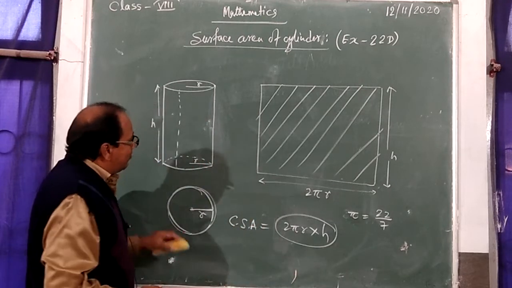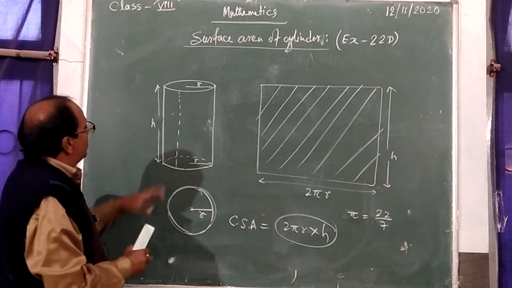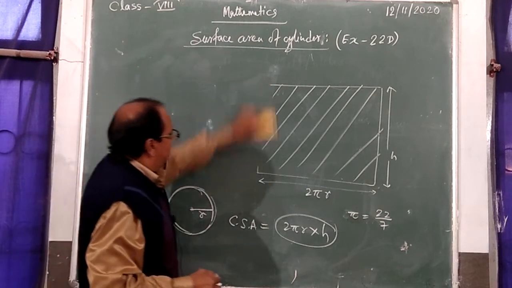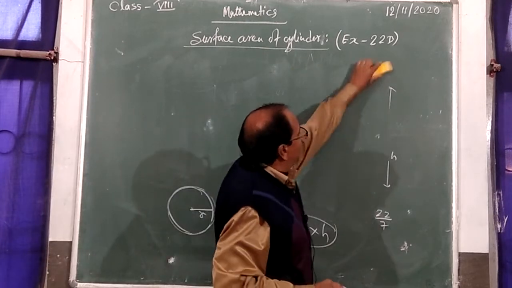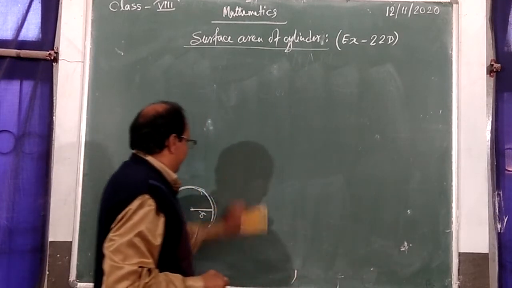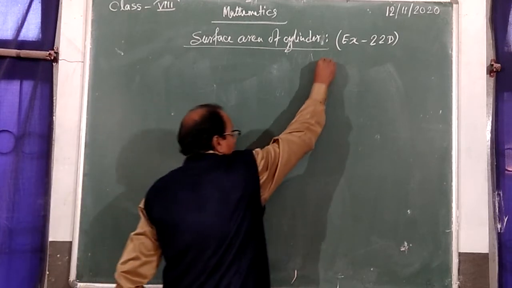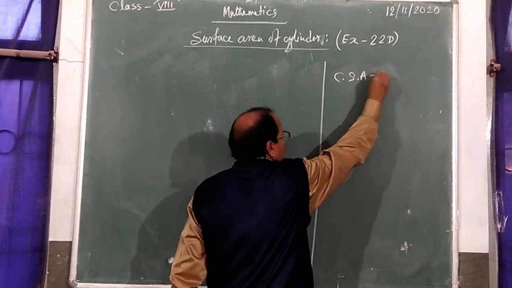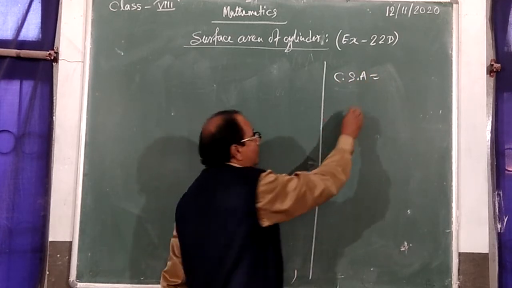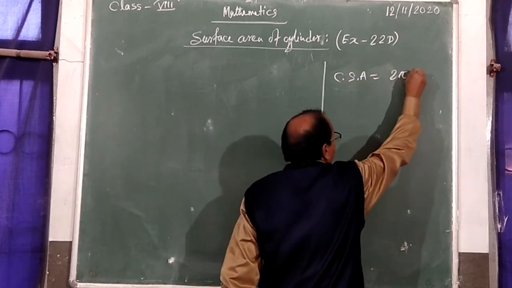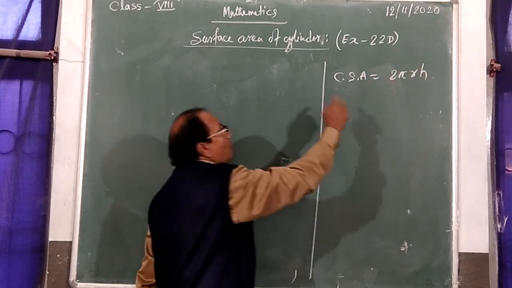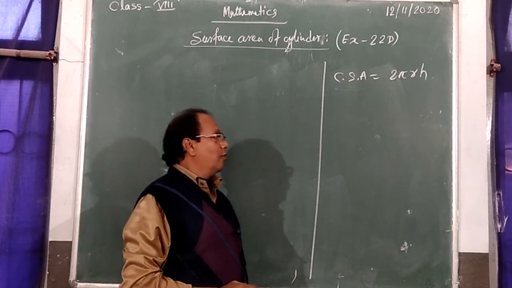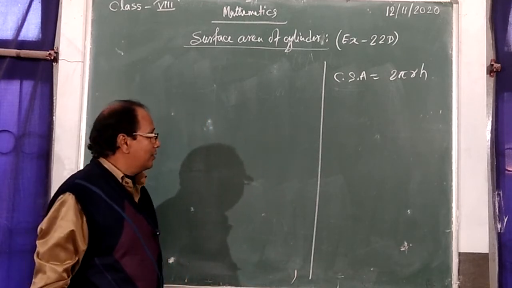So in fact I am discussing how to get the area of the curved surface. Now we will go for total surface area. So total surface area of a cylinder is, so what we got, let me write once more here. CSA means curved surface area equals 2 pi r h, where pi is equal to 22 by 7 or 3.14. Whatever will be given, we have to use it, right?